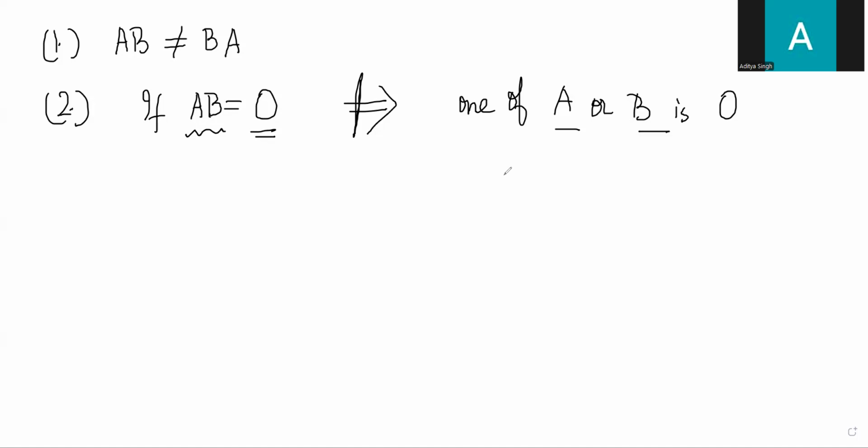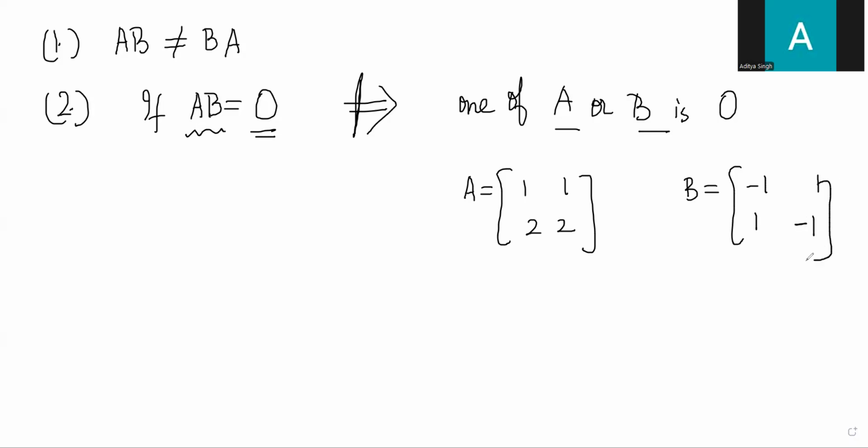And there are many examples where you can show, let's say A is the matrix 1, 1, 2, 2, and B is the matrix minus 1, 1, 1, and minus 1. You can see that the product of these two will be zero. However, individually they are not zero. Do you understand what I'm saying? Yes, sir. So this is a very important property. Don't make this mistake of saying that one of them has to be zero matrix, right? Correct?